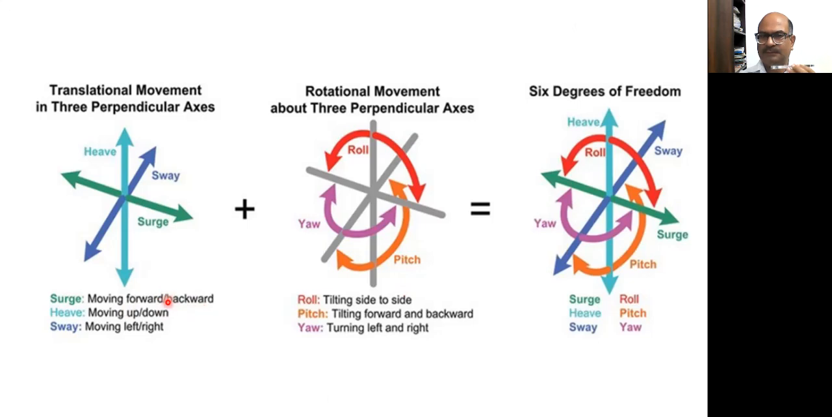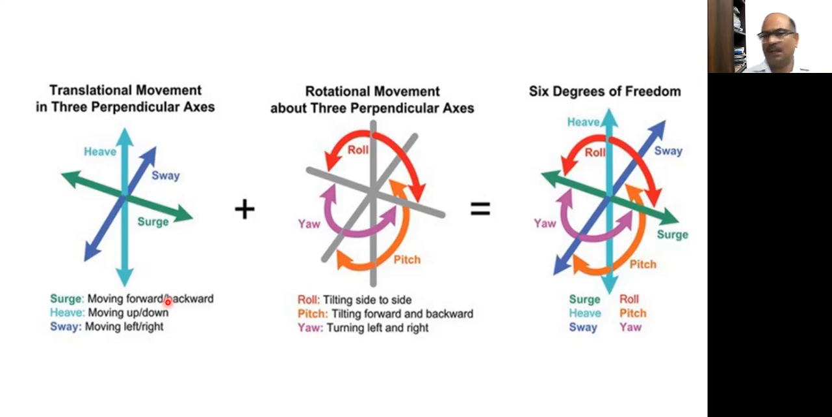So this way you can understand there will be 6 degrees of freedom available. 3 for surge, heave, sway. There is no rotation available here. So 3 degrees of freedom here, and 3 degrees of freedom for rolling, pitch and yaw.